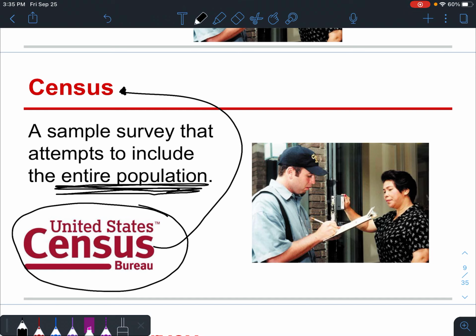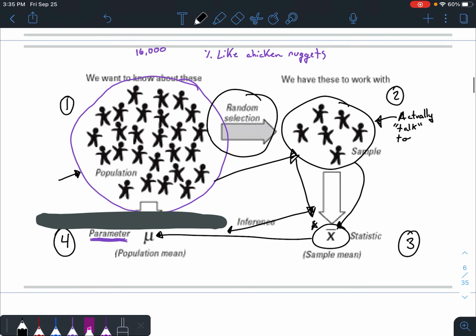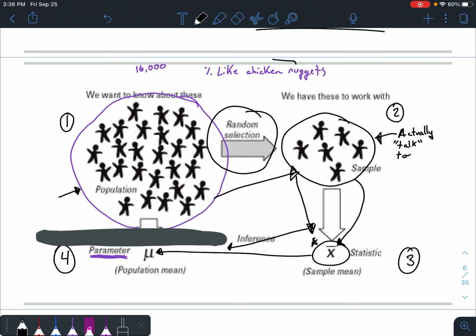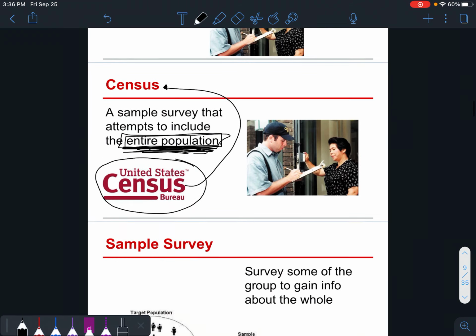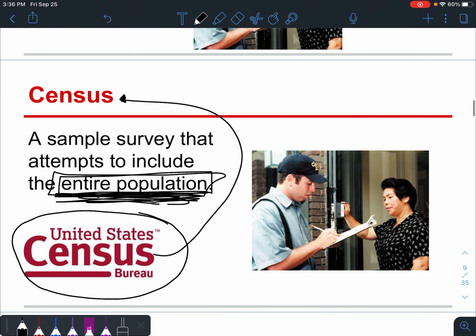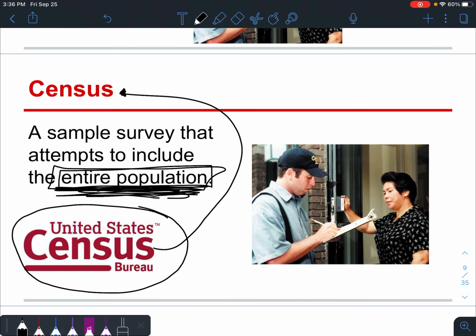A census attempts to include the entire population. Entire population. That's what we're looking for. So let's go back up here real quick. The only way that we can find out that information of Buffalo residents that like chicken nuggets would be to do a census, would get us here. But that's not really logical. That's not really plausible. It's not a good option because that's a pretty big undertaking, talking to 16,000 people.